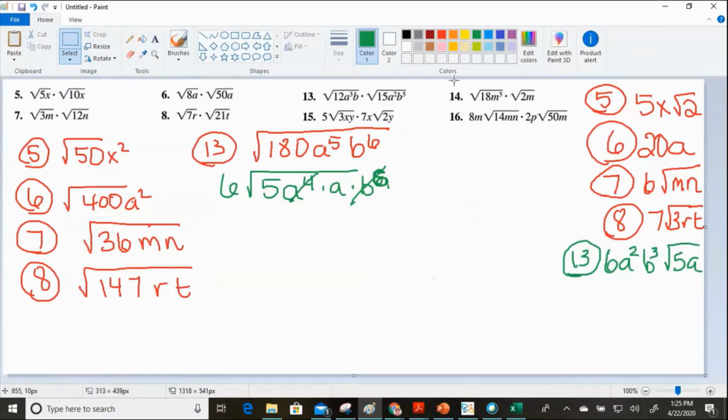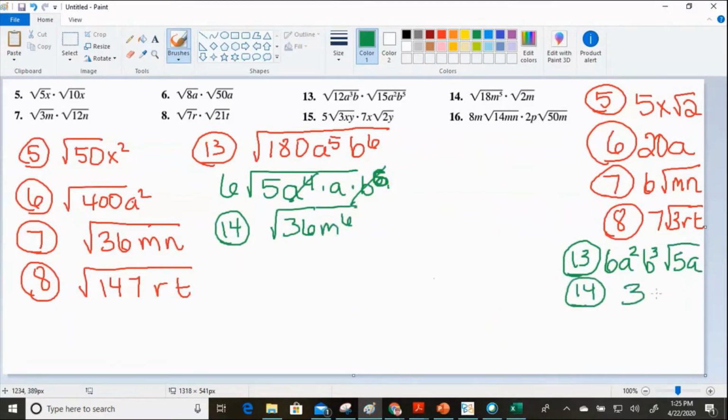Okay, number 14. So we have 18 times 2, and that gives us 36. M to the 5th times M to the 1st is M6, and I am ready for my answer. Square root of 36 is 6, and then half of the M6 is M3. Nothing left on the inside.